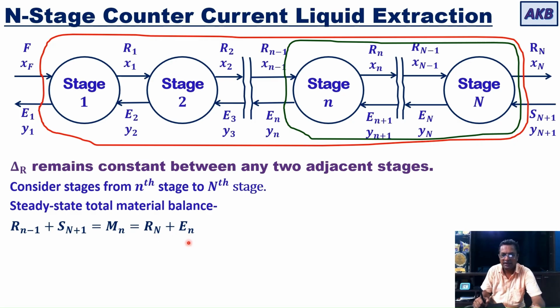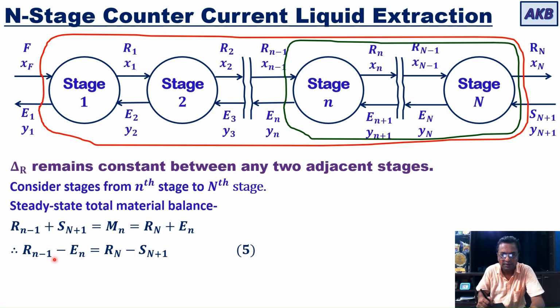The raffinate phase and the extract phase. The raffinate phase is coming out of the last stage, that is capital N stage, and the extract phase is coming out from any nth stage, small nth stage. If I rearrange it, I will write it this way: Rn minus 1 minus En is equal to R capital N minus Sn plus 1. And now I am calling it equation 5. So this equation is transformed into the form represented in equation 5.